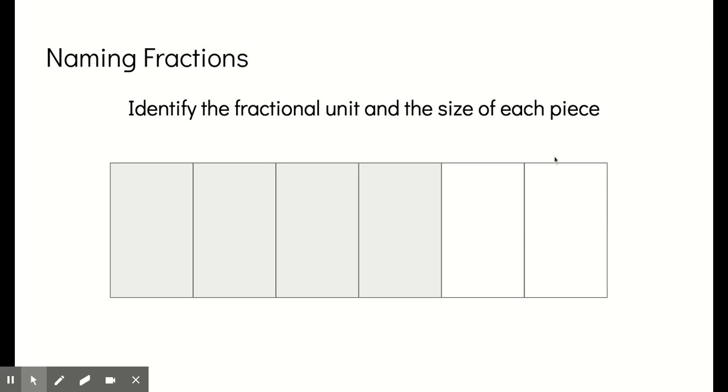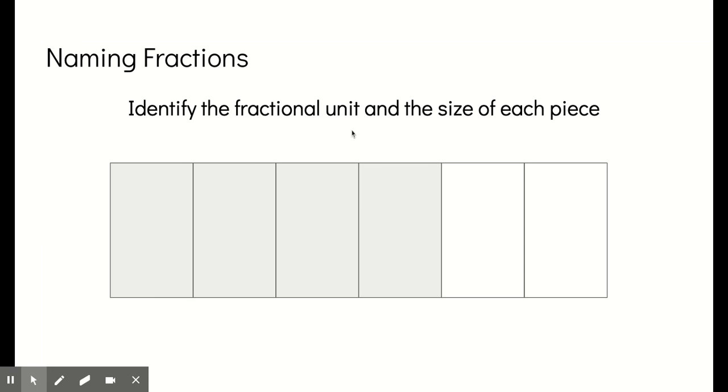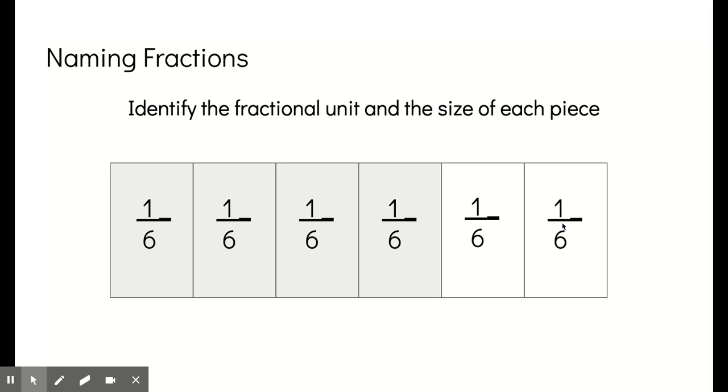Now let's try to name this fraction here. I'm going to start the same way. I'll ask myself, how many pieces is the whole partitioned into? Looking at the whole rectangle, I'm seeing it is partitioned into 1, 2, 3, 4, 5, 6 equal pieces. That means the fractional unit is sixths. So that means each piece is 1/6 of the whole. Each of these pieces is 1/6 of the whole.